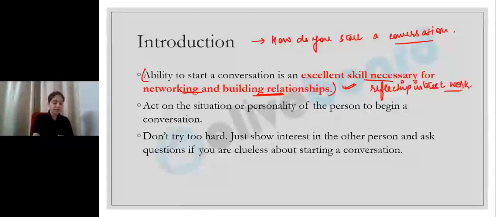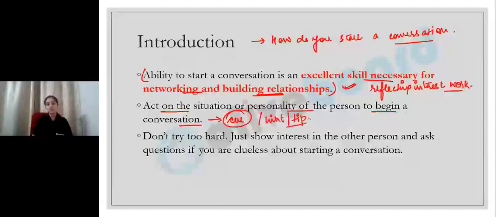Now the next point says that you act on the situation or personality of the person to begin a conversation. So this actually is a cue, a hint, or a tip that you can use to start a conversation. Act on the situation or on the personality to begin a conversation. What does this point mean? I'll elaborate on this point.